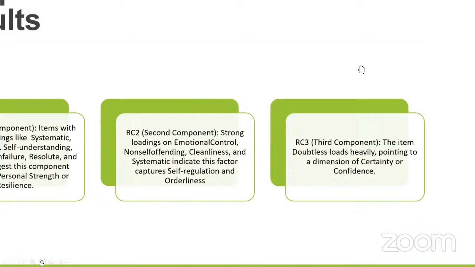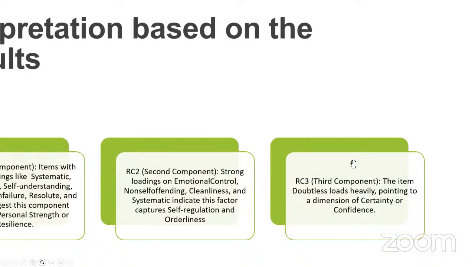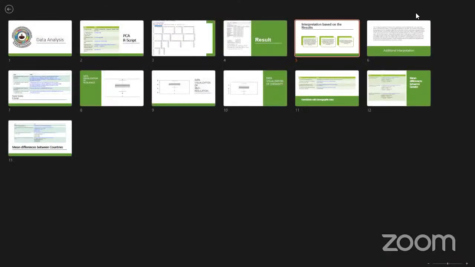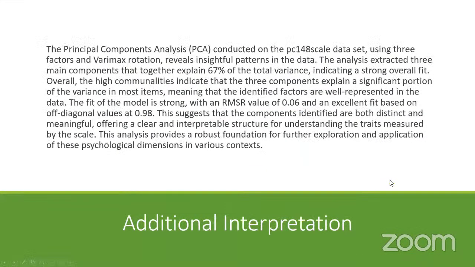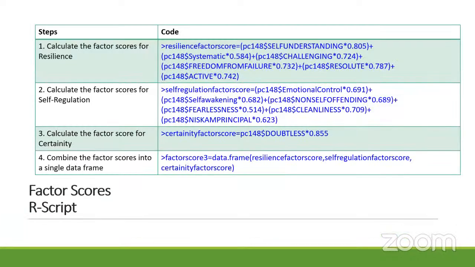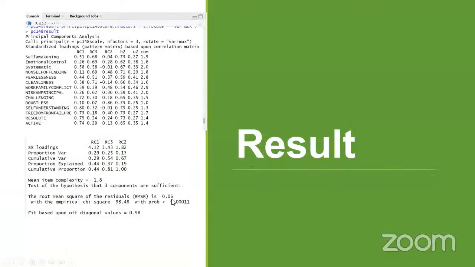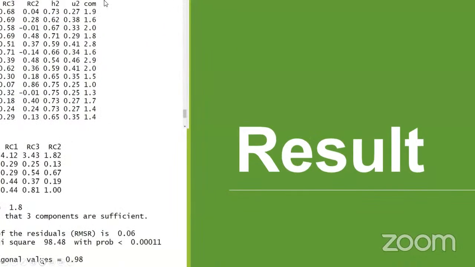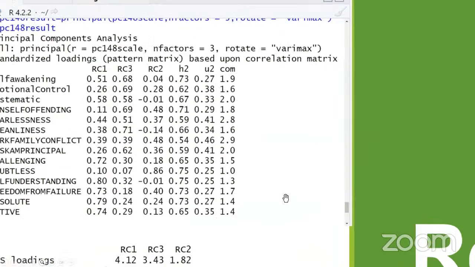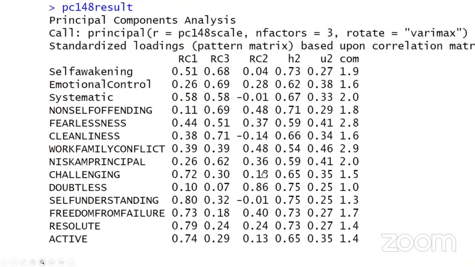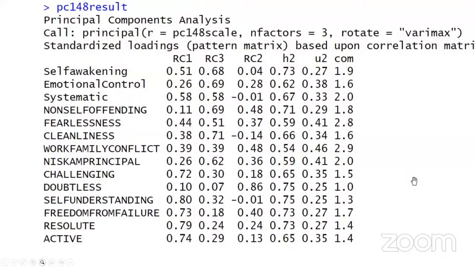So this is the third component, and the name is the certainty or the confidence. So you will get the principal component analysis results. Hara, please show the principal component analysis results. Yeah, now it shows. Yeah, here you can find the h square.